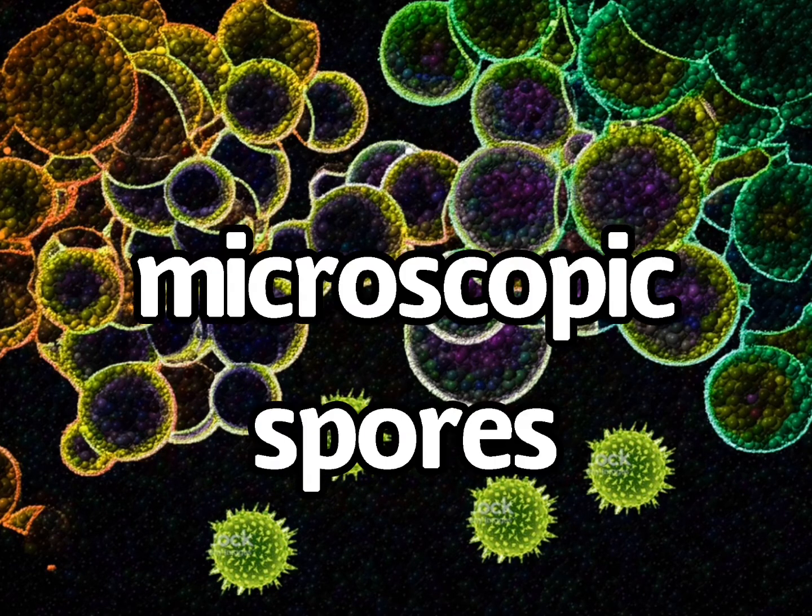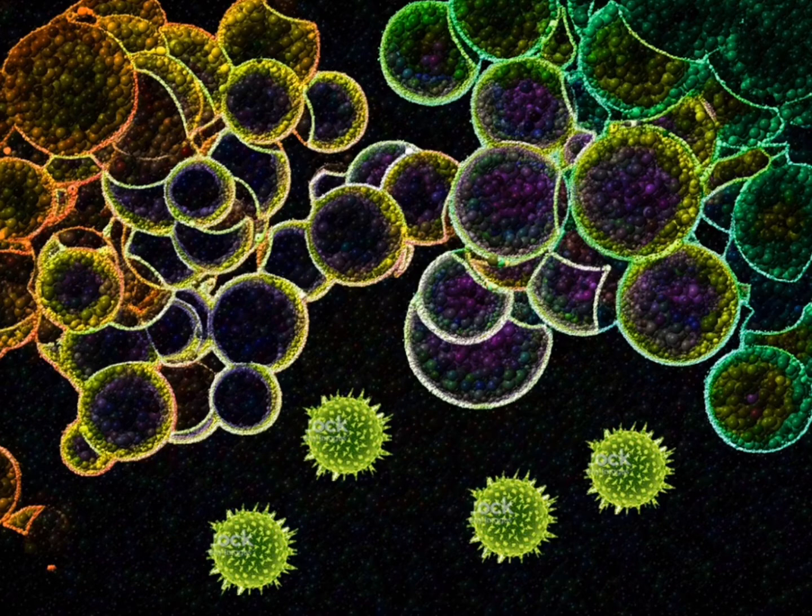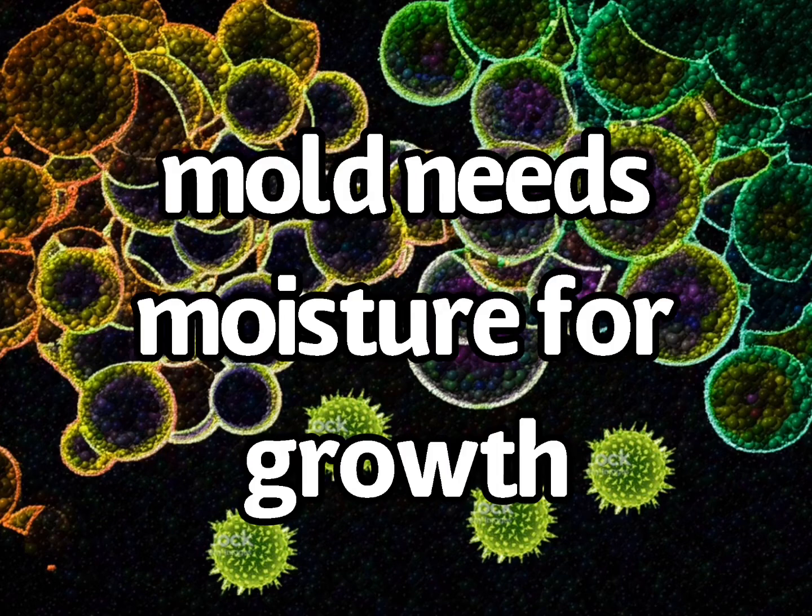Molds replicate by microscopic spores. The spores are transparent to the naked eye and are suspended in the air. When spores land on moist surfaces, mold can start growing inside. There are many types of molds, but all need moisture for growth, making schools and homes a mold breeding ground.